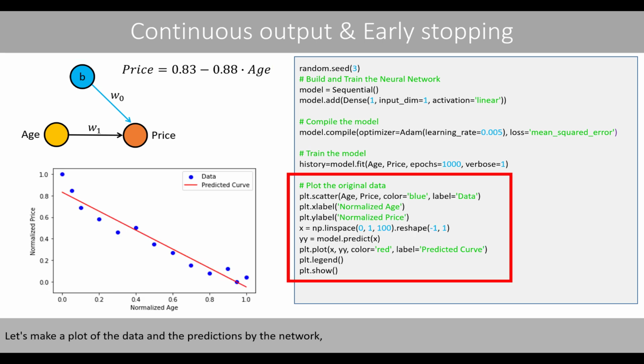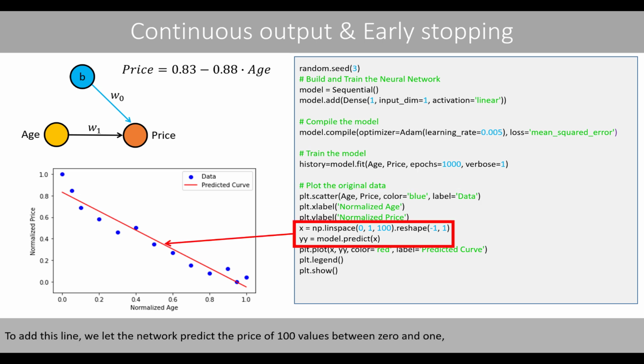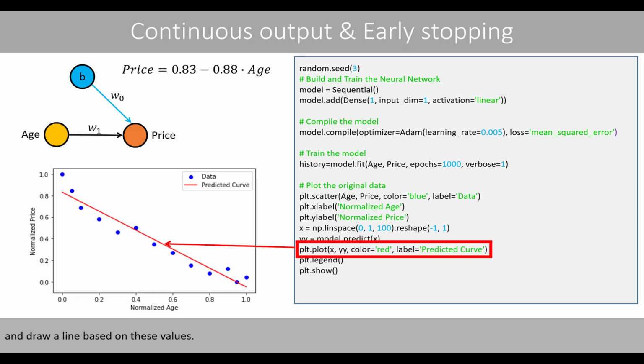Let's make a plot of the data and the predictions by the network, where we add blue points that correspond to the normalized price and age of the 13 cars. To add this line, we let the network predict the price of 100 values between 0 and 1, and draw a line based on these values.